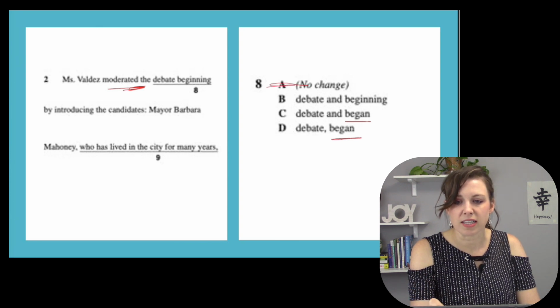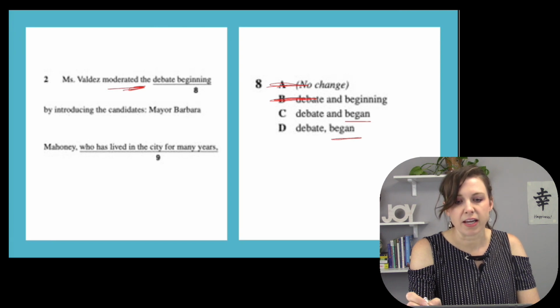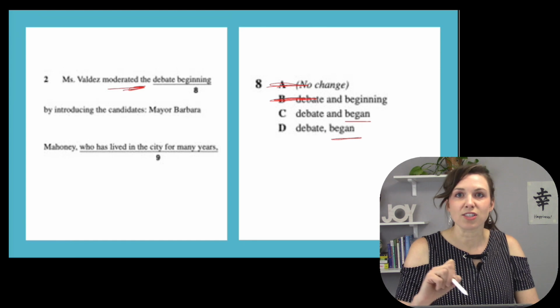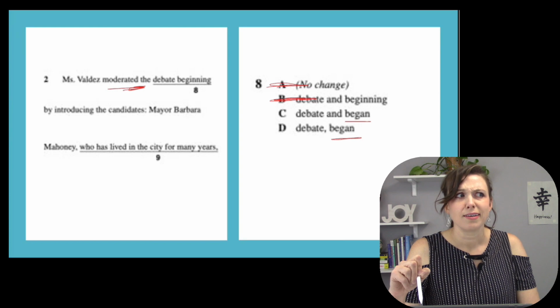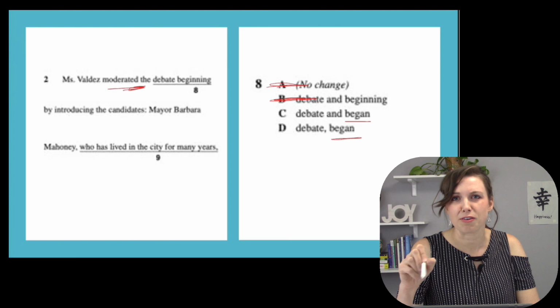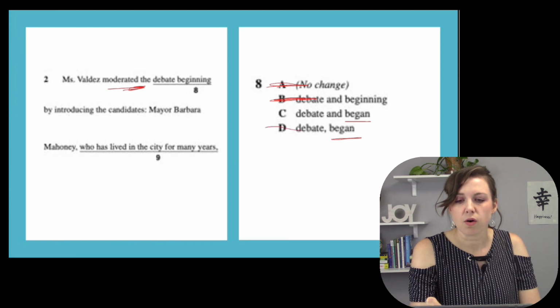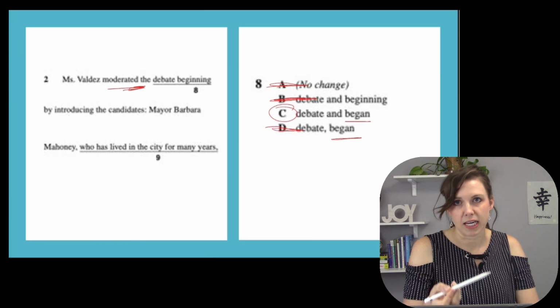So that's actually going to eliminate A and B. So do we say Ms. Valdez moderated the debate and began by introducing candidates? Or Ms. Valdez moderated the debate, began by introducing the candidates? This is actually not a place where a comma goes. That would turn it not really even into a comma splice, because the second half is missing a subject. So C here is our answer. So she moderated and she began, right?